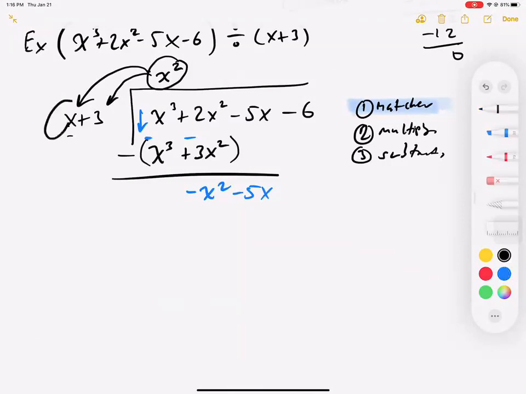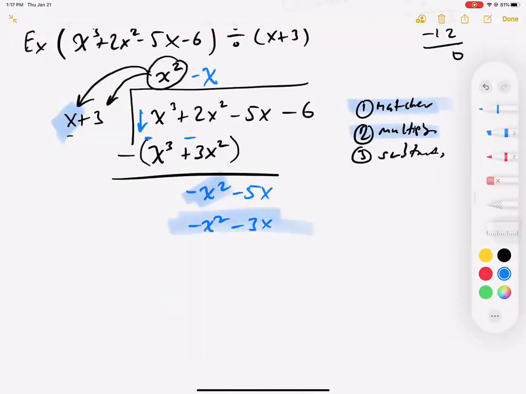What could I multiply x by here? What can I multiply x by to get negative x squared? I would have to multiply by a negative x. Would you agree negative x times x is negative x squared? Yeah. So let's go ahead and do that. Negative x squared. And now we have to multiply not only the x, but also the 3, because there's 2 terms there. So that's going to be negative 3x. Okay, so we multiplied. That was our step of multiplying.